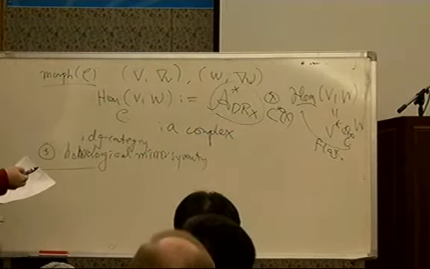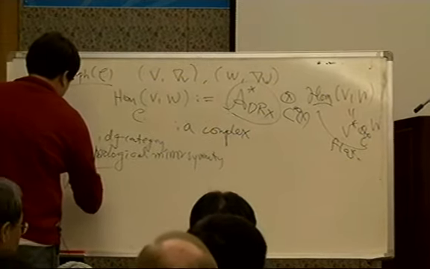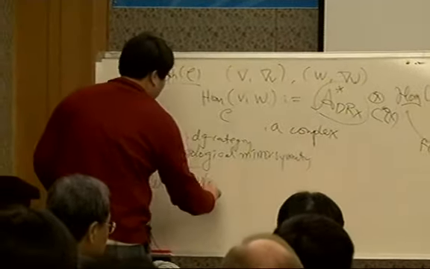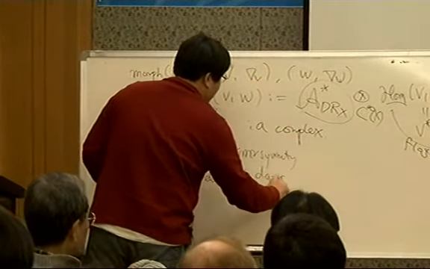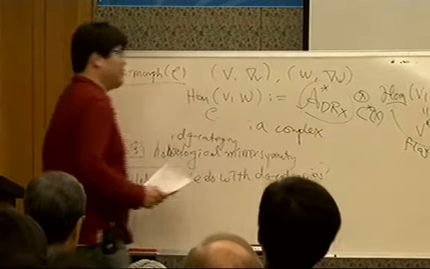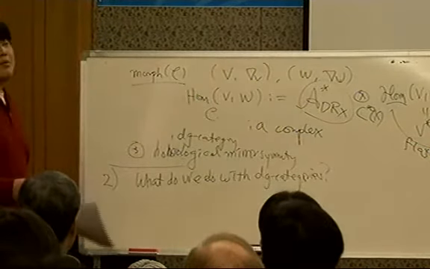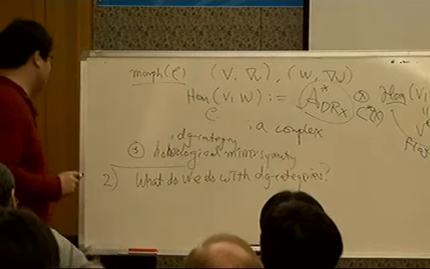Okay, so the second section is going to do this. What do we do with this? What do we do with DG categories? Actually, this is a very stupid question because there are too many things we can do. So I will just tell you only one thing, which is the main topic of this talk.